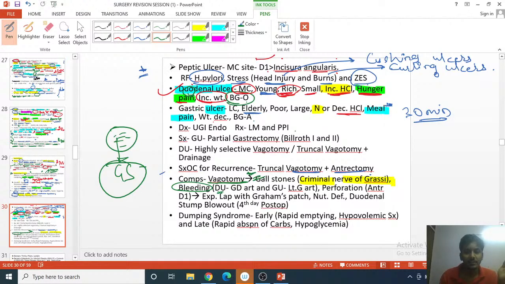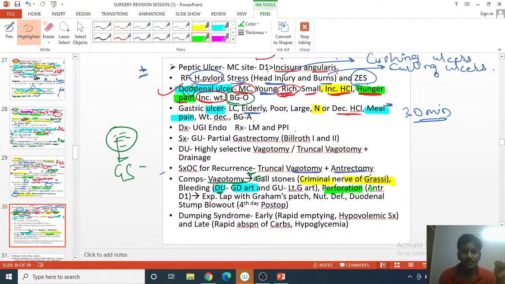Now the next complication can be bleeding, obviously. Okay, so in cases of duodenal ulcer, which artery bleeds? The question has been asked on this previously. In cases of duodenal ulcers, which artery bleeds more commonly? It is your gastroduodenal artery. In cases of gastric ulcer, the most common artery which bleeds is the left gastric artery. So in bleeding in duodenal ulcer, most commonly which artery bleeds? It is your gastroduodenal artery. Whereas in gastric ulcer, the most common artery which bleeds is the left gastric artery. Please remember.